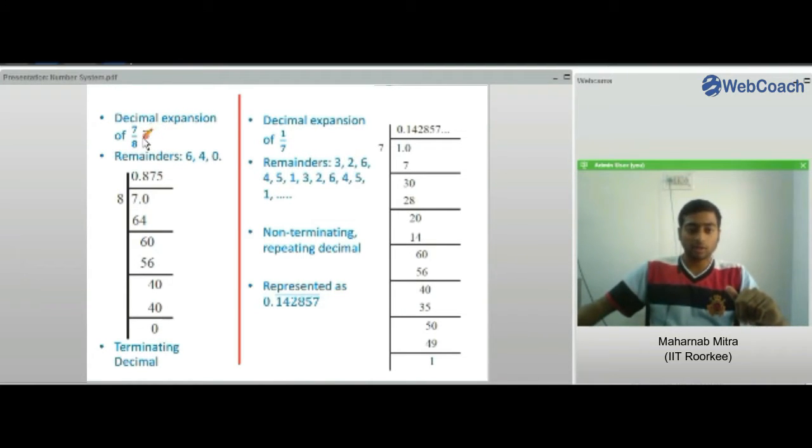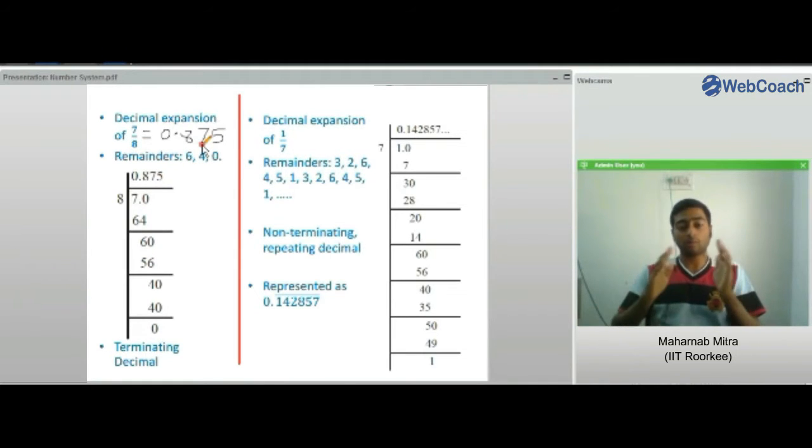That means we can write 7 by 8 in decimal expansion as 0.875, right? And you can see 7 by 8 must be less than 1. It must lie between 0 and 1 as it is a proper fraction. So in the decimal expansion it is 0.875, which is obviously less than 1, right?